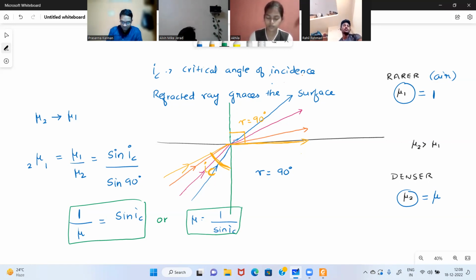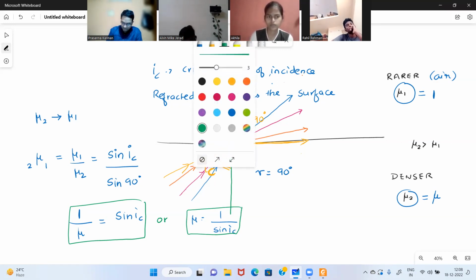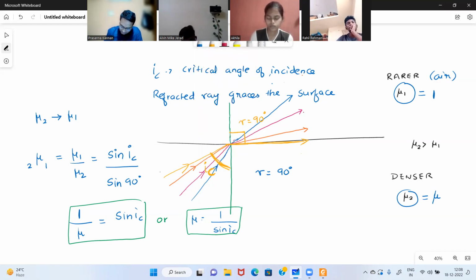Now suppose I increase the angle of incidence a little more than this, so I is greater than IC. Then what is going to happen? It is going to come back into the same medium. It is actually refraction only, but because of this scenario it is coming back into the medium, which looks like reflection. If the ray comes back into the same medium, we call it reflection.